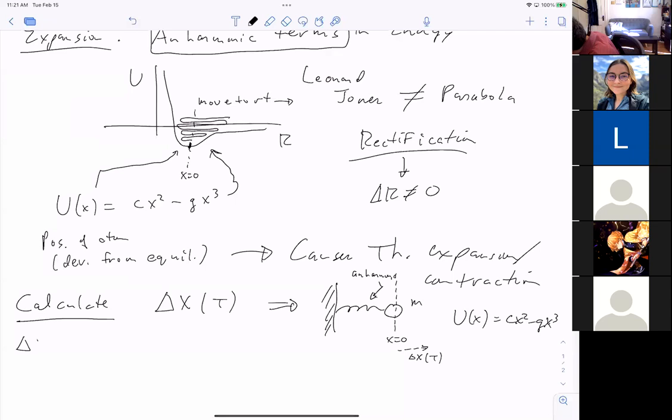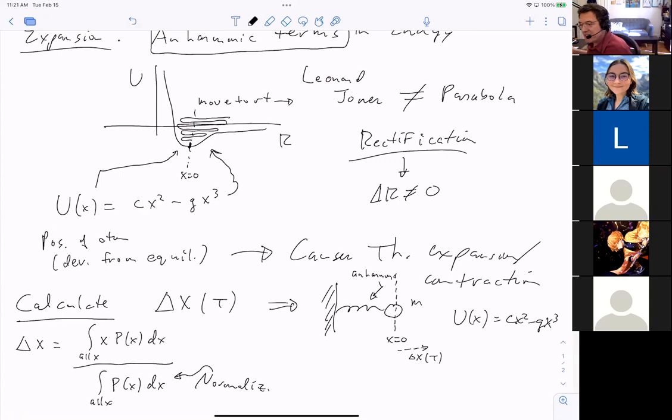We can say that the change in x is equal to the thermal average position, the average position of the atom as a function of temperature. And we can use a really cute little stat-mech argument, which is this. It's the integral over all positions of the position of the atom times the probability to find it at that position, dx, divided by the integral over all x of p of x, dx, and that's the normalization term. So this is a stat-mech argument, so I hope that you all have taken stat-mech, but if you haven't, then this is what stat-mech is.